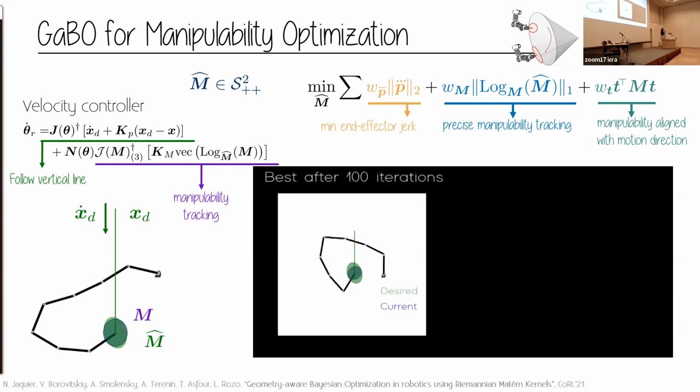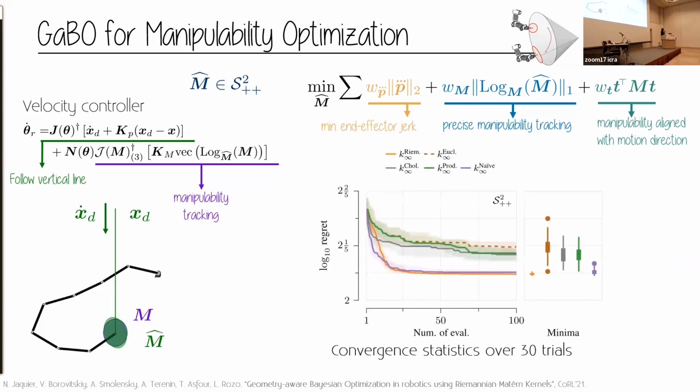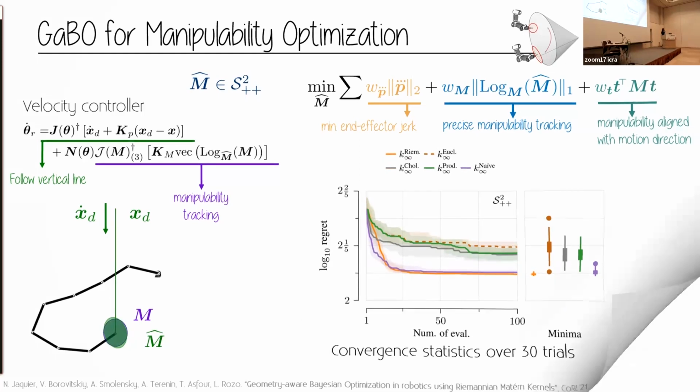And after 100 iterations, this is the desired manipulability that we obtain with Bayesian optimization. So you see that in that case, we can track the vertical line, the robot tracks the desired manipulability, and this manipulability is aligned with the direction of motion. In terms of convergence statistics, same as before, right? So we have here the Riemannian kernel, which is the one that performs the best, followed by the naive kernel approximation, and those are mostly Euclidean approaches. So again, we converge better, faster, and with lower solution variance.